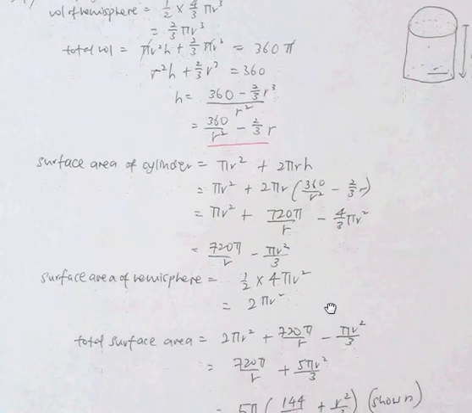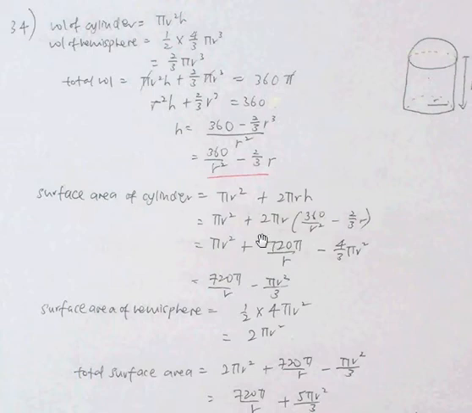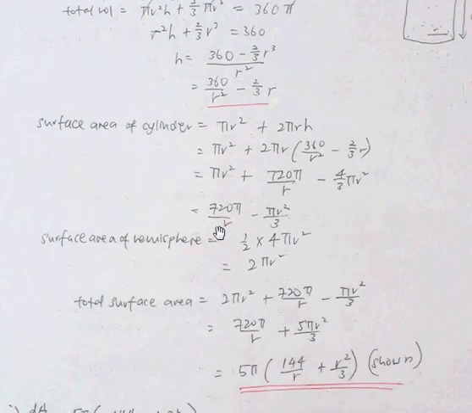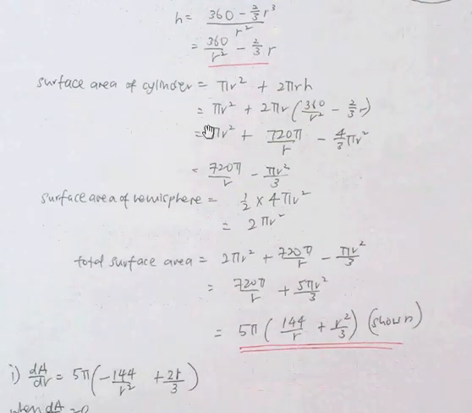We get 360 over r square minus 2 over 3 r. The total surface area of the cylinder is pi r square, which is the base, and 2 pi r h, which is the side. So pi r square plus 2 pi r h, we substitute h as 360 over r square minus 2 over 3 r. We expand, we get pi r square plus 720 pi over r minus 4 over 3 pi r square. We combine the pi r square terms, we get 720 pi over r minus pi r square over 3.